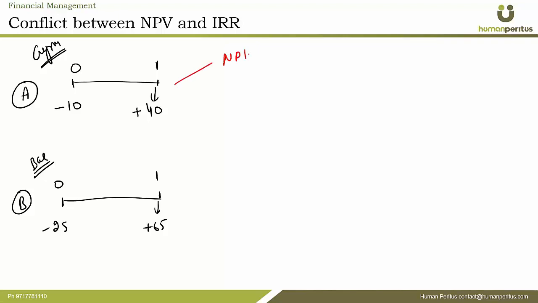I'll calculate NPV. NPV is nothing but the present value of discounted cash flows. So for example, my discount rate is maybe 25%. So I'll calculate NPV. How will I do it? Minus 10 plus 40 divided by 1.25. And what do I get? I get 22. Okay. Let us calculate NPV for the other one.